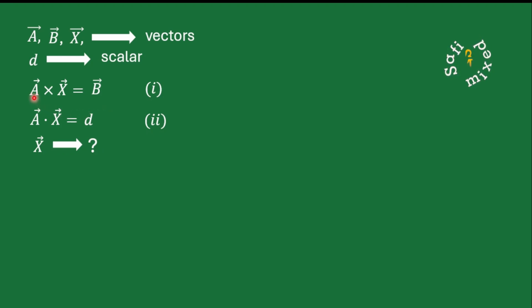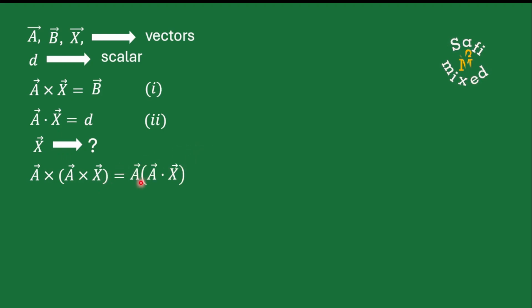I first take the vector product of the left side of equation 1 with a, that is, I want to construct this vector triple product, and using the BAC-CAB rule for vector triple product, I can write this thing in the form of two terms. This is the first term and this is the second term.